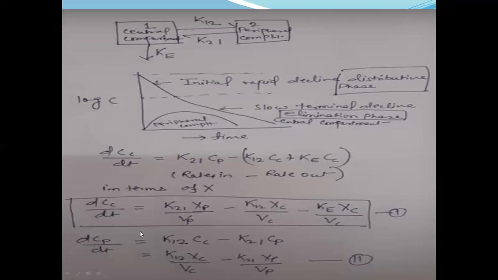Always remember, rate equation means rate in minus rate out. So here again, in the peripheral compartment, rate in means incoming of drug. The drug is coming from the central compartment, so that is K12 Cc, minus rate out. The drug is going to the central compartment, K21 into Cp. So that is the rate equation formula. Again, when you consider it in terms of X, it becomes K12 into Xc by Vc minus K21 into Xp by Vp. So that is the other rate equation.